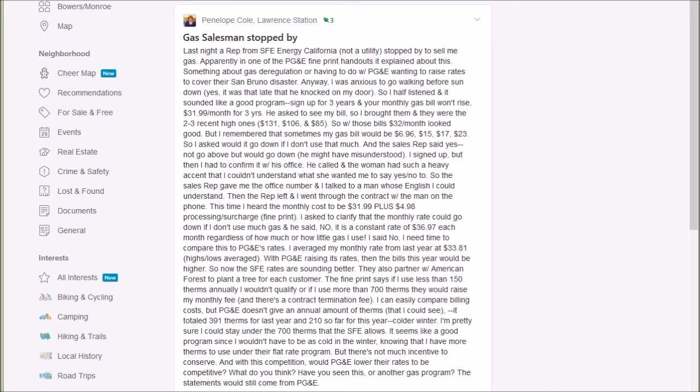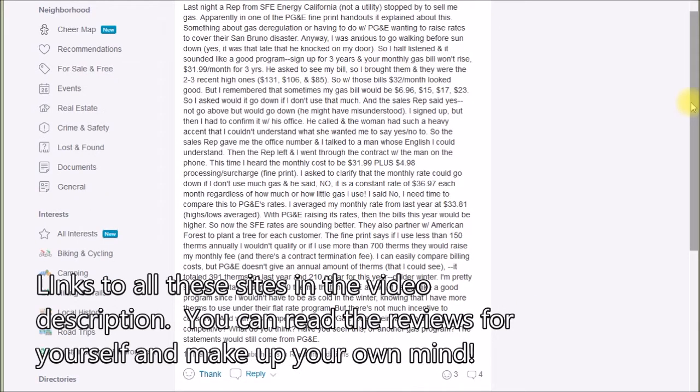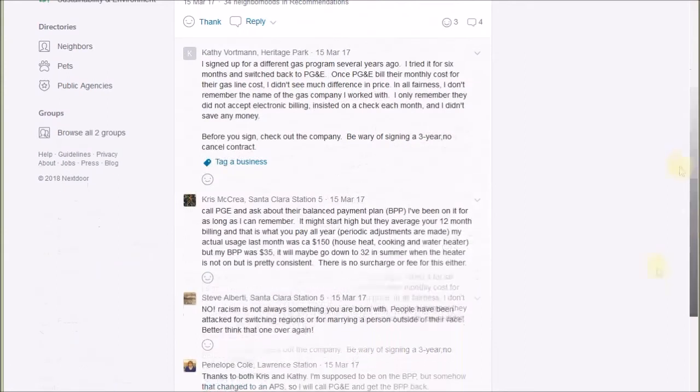And there are many threads on the Nextdoor site. This one had some of the billing information in it. $31.99 for 3 years. $4.98 processing charge. Seems like way too many red flags to have anything to do with this outfit. Now, if you're looking for a more predictable natural gas bill, PG&E does have this balanced payment plan as mentioned in this post. They average out your prior year's usage and then bill using that average and update that every 6 months. So bottom line is, I don't see how any of these third-party gas plans make sense.